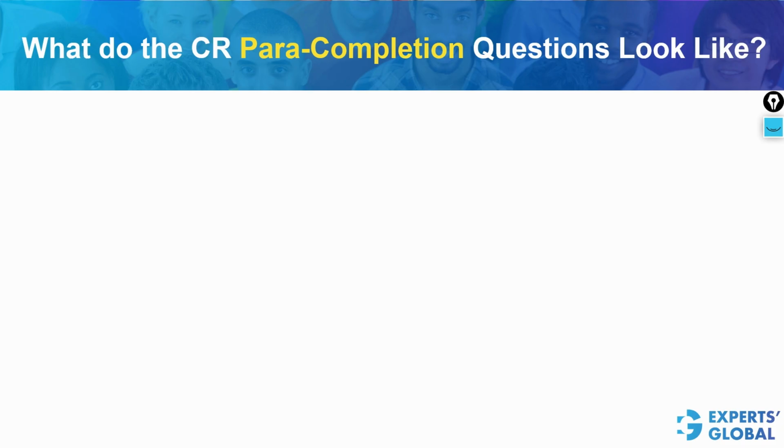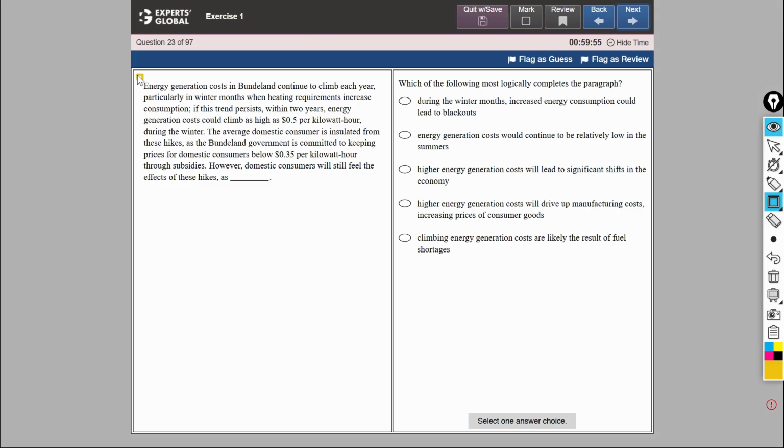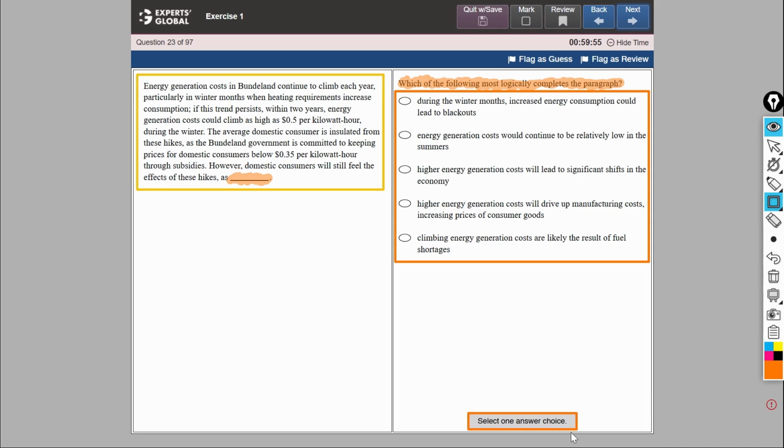So what do the CR para-completion questions look like? You are presented with a paragraph that is incomplete. This is the standard question stem, and we are presented with 5 answer choices, out of which 1 is correct. So the question type in para-completion questions is always select 1.